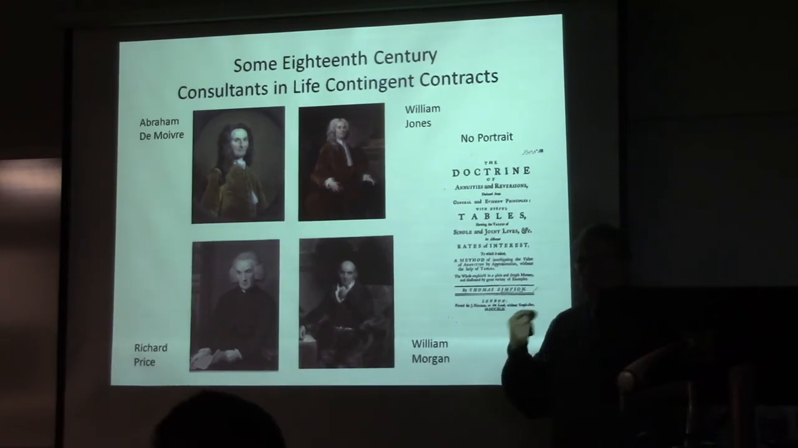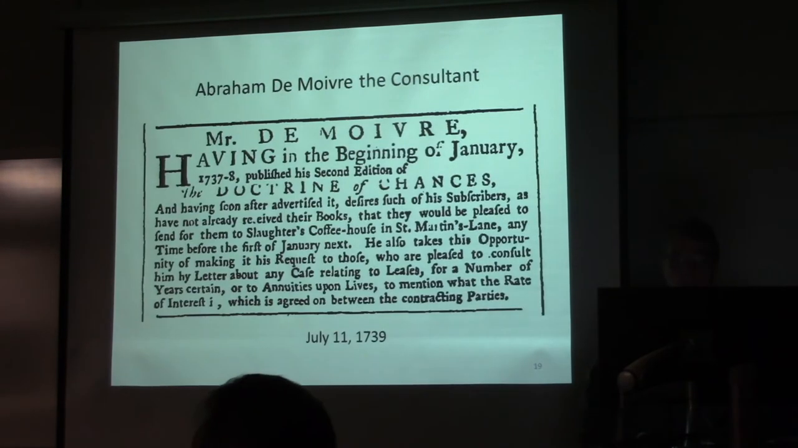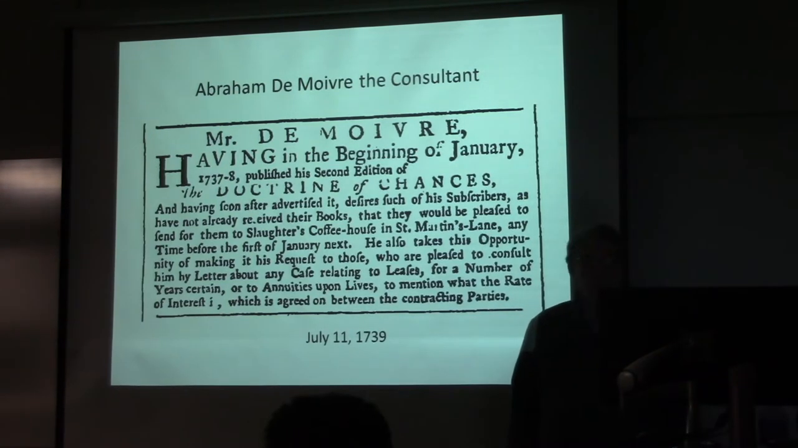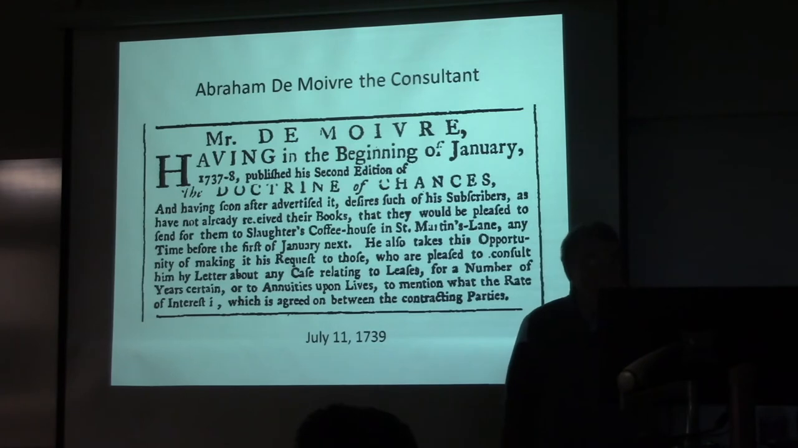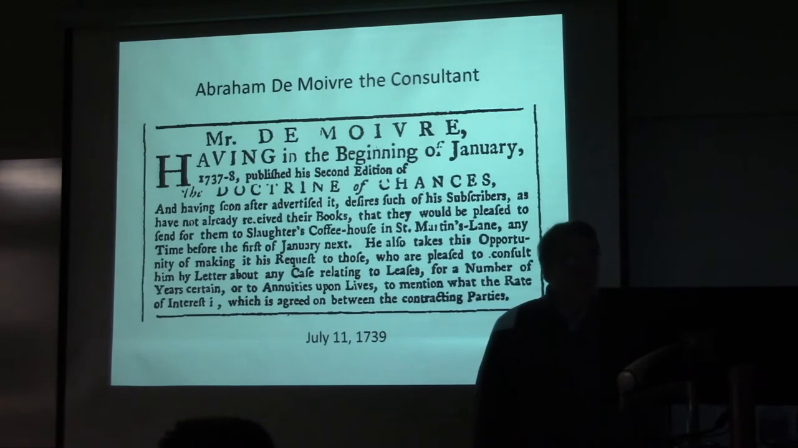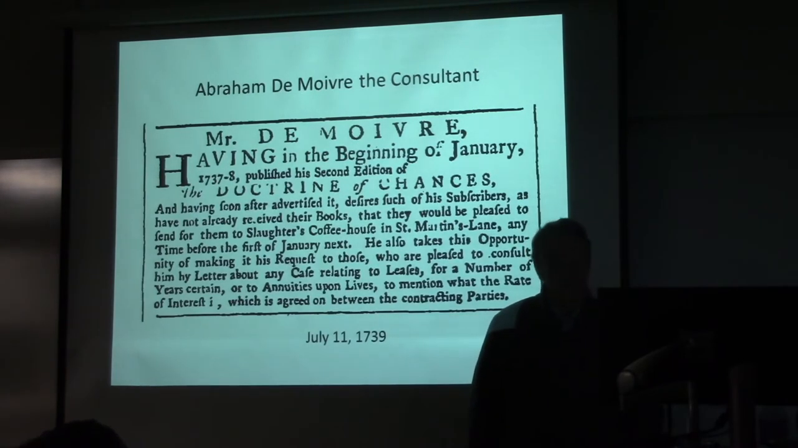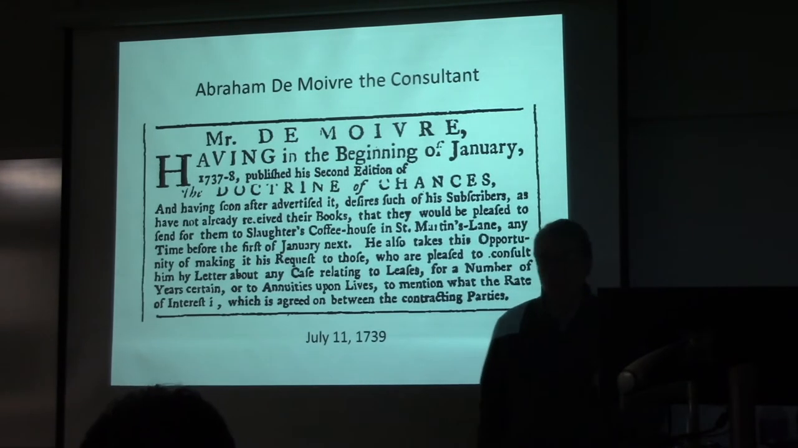And when you look at what they were doing in consulting, they are all related to property. So DeMoivre says in an ad that he put in the paper in 1739, when his second edition of The Doctrine of Chances came out, that the people who subscribe to the book should pick it up at Slaughter's Coffee House. But then he goes on to say he also takes this opportunity of making it his request to those who were pleased to consult him by letter about any case relating to leases for a number of years certain, or to annuities upon lives, to mention the rate of interest I, which is agreed upon between the contracting parties.